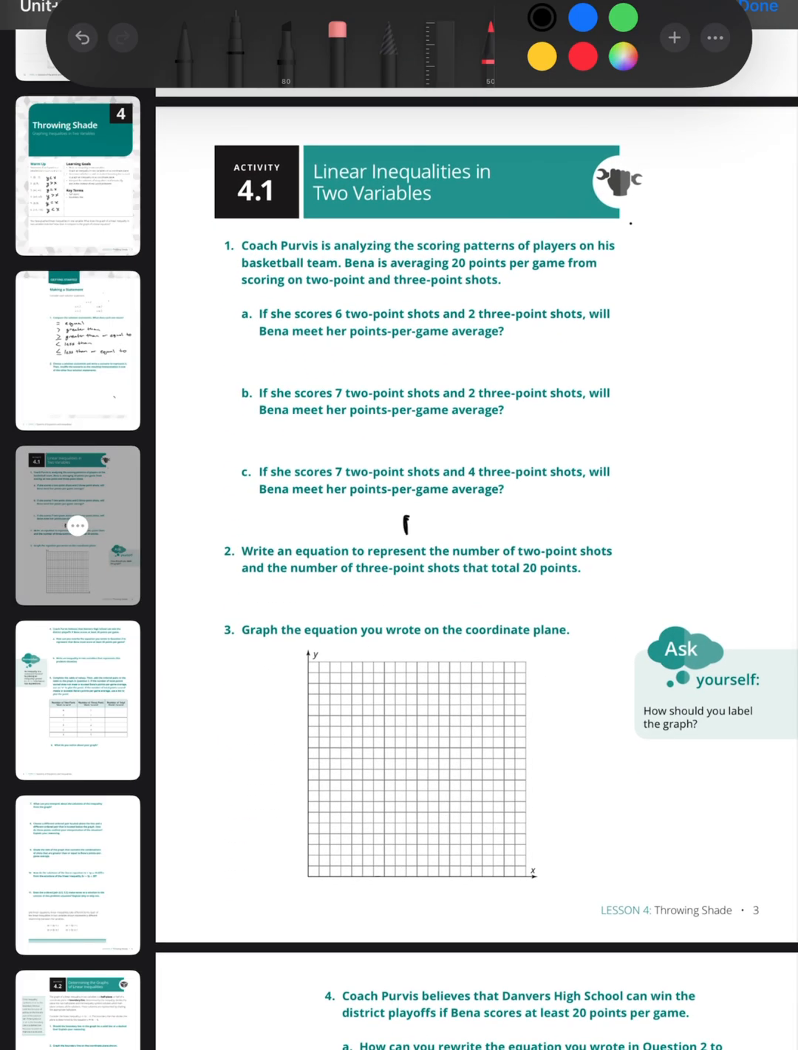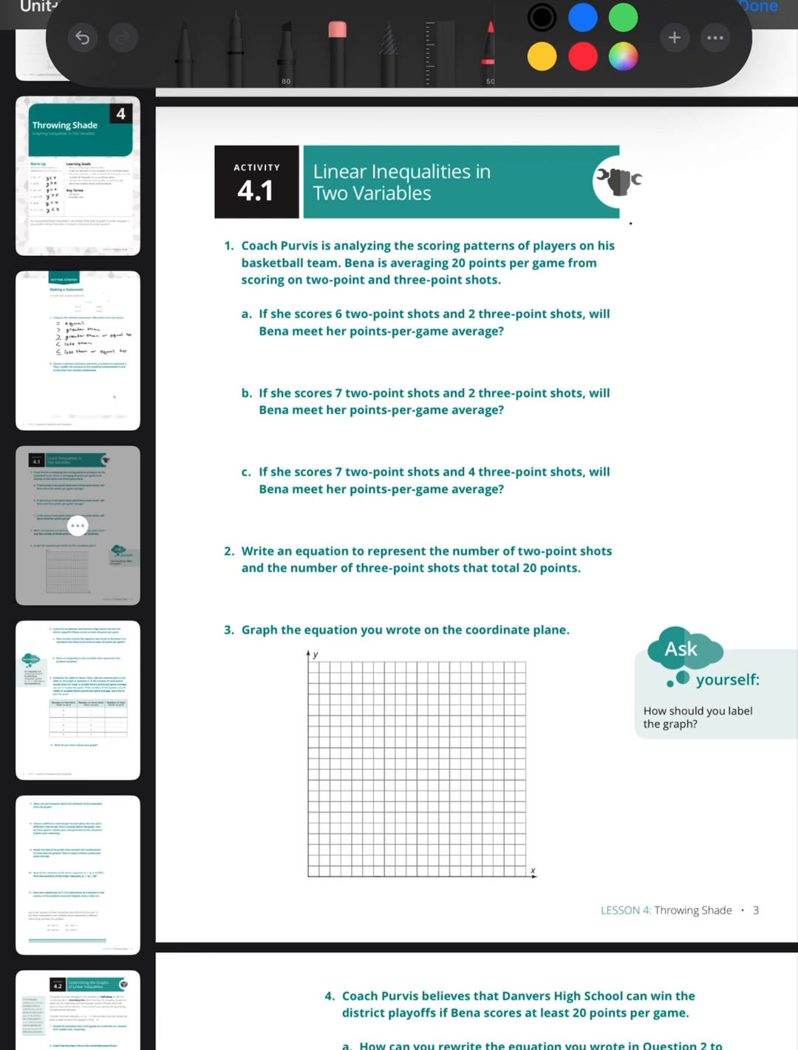All right, moving on to our next page, activity 4.1. It says Coach Burvis is analyzing the scoring pattern of players on his basketball team. Benna is averaging 20 points per game from scoring on 2-point and 3-point shots. Obviously, the two types of shots we can make, 2-pointers and 3-pointers. If she scores six 2-point shots and 2 3-point shots, will Benna make her point average per game?